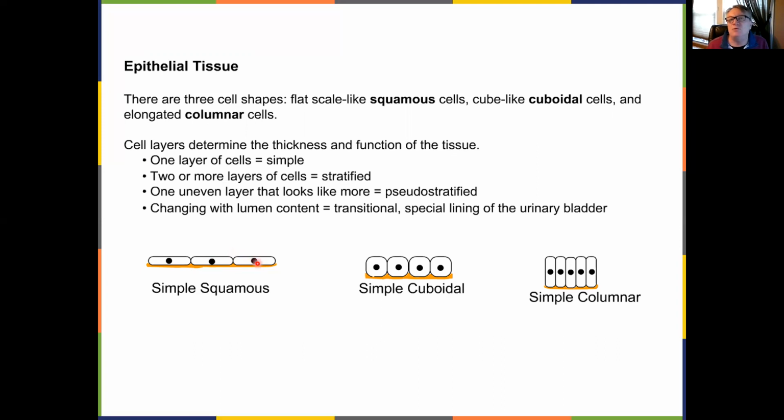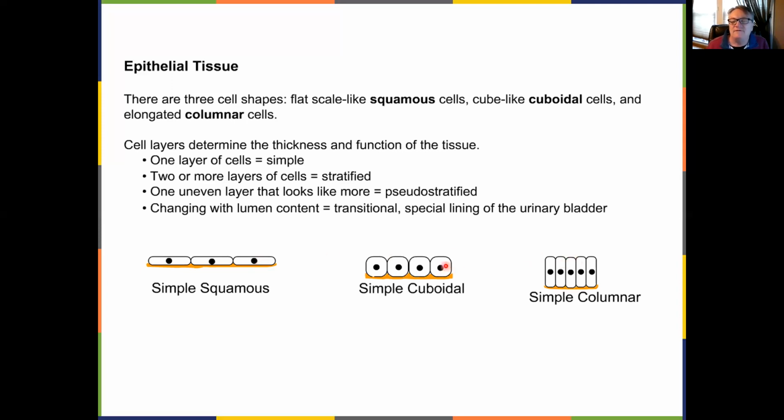This is also what we're going to see in the blood capillaries, where all the nutrients and all the waste materials are passing back and forth between the blood and the body tissues. So remember that for simple squamous epithelial.